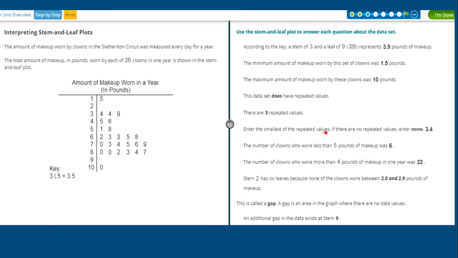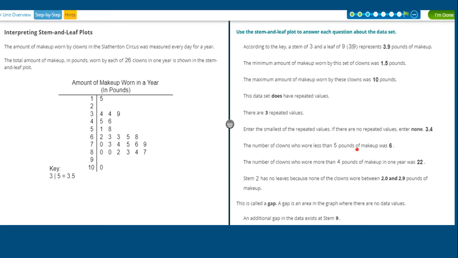Then it says enter the smallest of the repeated values. If there are no repeated values, enter none. So the smallest one was 3.4. So that's where we'll get 3.4 from. And then it says the number of clowns who wore less than 5 pounds of makeup was 6.